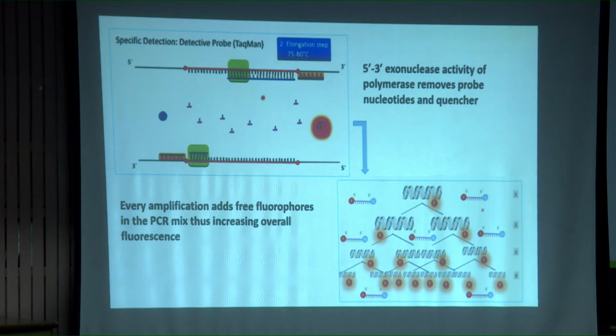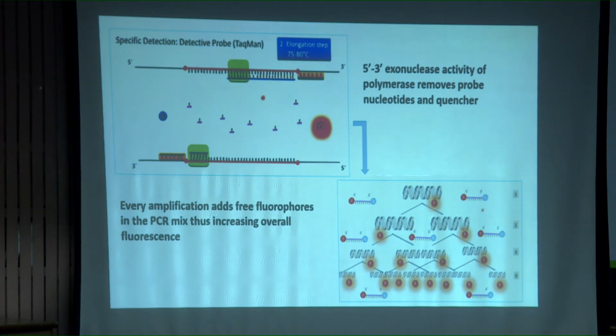Any doubts on this? It is quite different from the SYBR Green one. In the SYBR Green one, the dye is bound in the minor groove, and the bound dye is estimated. But here, the released dye is estimated. That's a big difference. Okay? So read it once again, you will understand.